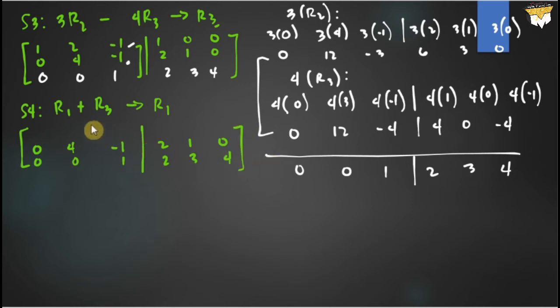Okay. So, let's perform. Simple lang naman. I-perform na natin directly. So, ibig sabihin, row 1 plus row 3. So, row 1, 1 plus, di ba? 1 plus 0 is 1. Then, 2 plus 0 is 2. Then, negative 1 plus 1 is, of course, 0. Okay? Then, 1 plus 2 is 3. 0 plus 3 is 3. 0 plus 4 is 4. So, ito na ngayon yung row 1 natin.